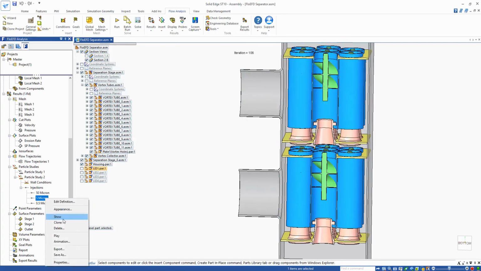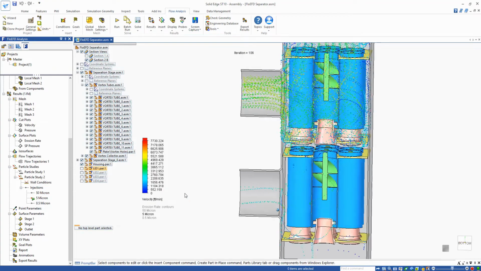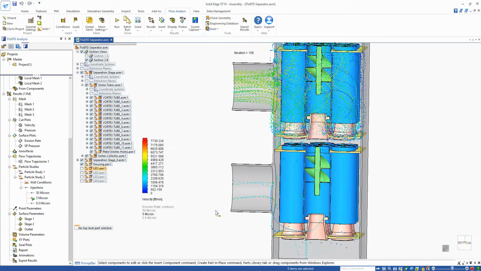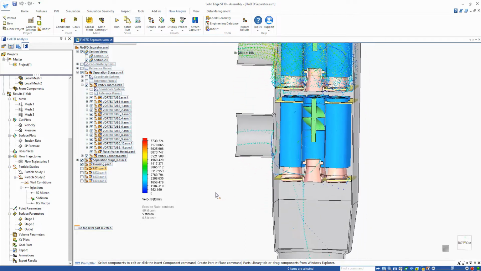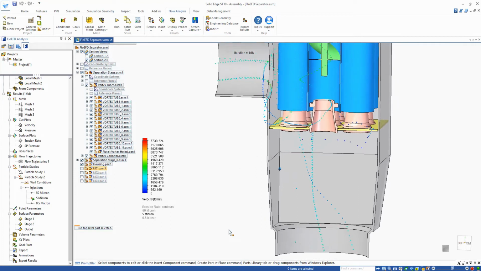Let's have a look at what happens at 5 micron. Alright, so we're getting a little bit more. So the first stage is taking care of most of it, but the second stage a little bit more getting through this time, and then finally a little bit more getting through out towards the outlet as well.